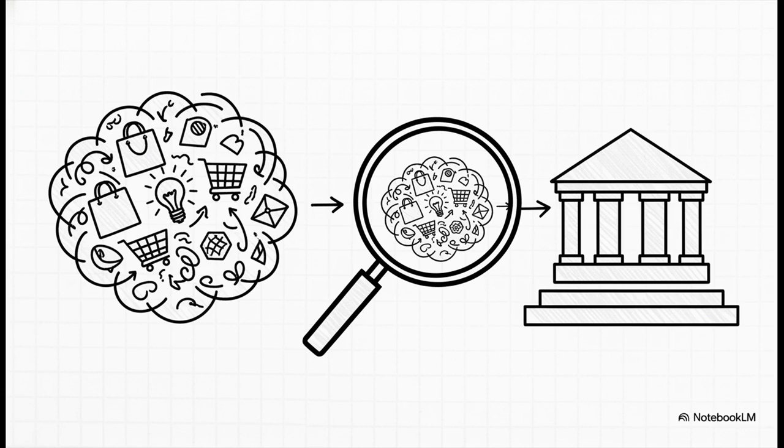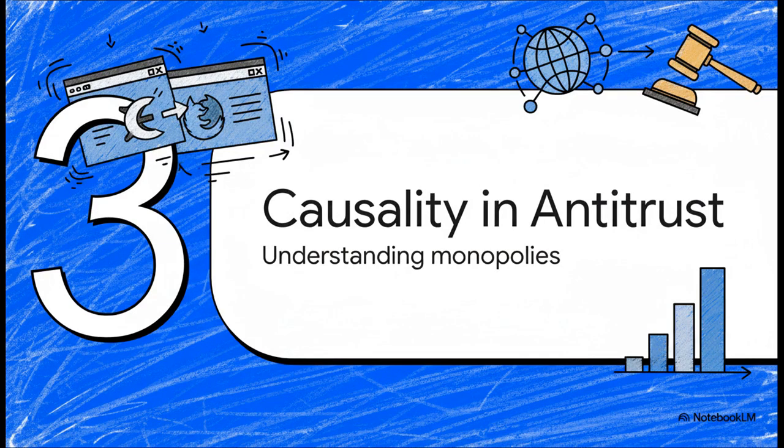So why does this matter so deeply for the trier of fact? Well, the purchase funnel translates our intuitive, everyday shopping habits into a highly formal, rigorous structure for evaluating complex market data. It gives the court a truly practical lens to assess whether a defendant's actions actually cause the economic harm being claimed. Which brings us to Section 3, Causality in Antitrust Cases, Understanding Monopoly through Market Behavior.